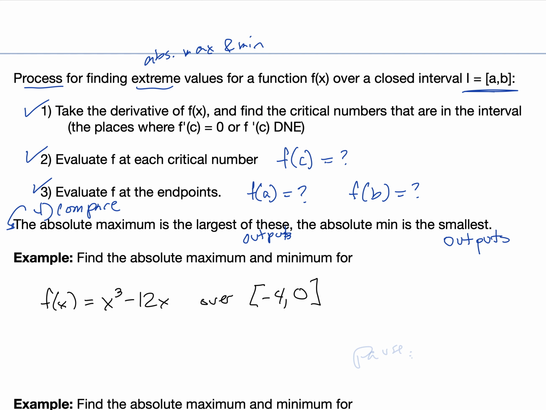So I'd like you to use this process to try to find the absolute maximum and minimum for the function f of x equals x cubed minus 12x over the interval from -4 to 0. And this is a closed interval, so both the endpoints -4 and 0 are included. So pause and try that out. We'll talk about it together.